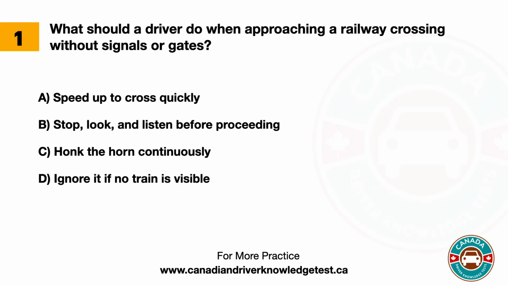Question 1. What should a driver do when approaching a railway crossing without signals or gates? A. Speed up to cross quickly. B. Stop, look, and listen before proceeding. C. Honk the horn continuously. D. Ignore it if no train is visible. The answer is B. Stop, look, and listen before proceeding.